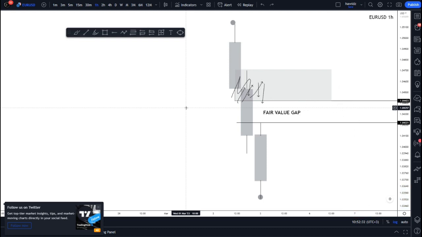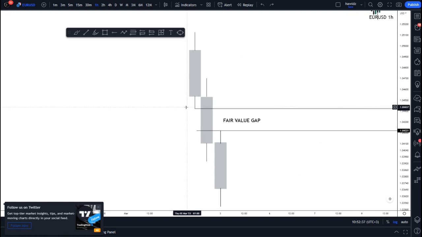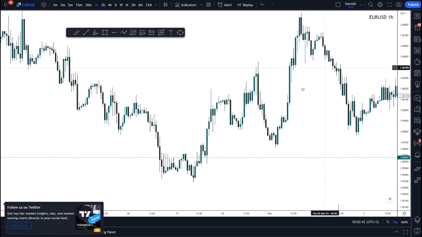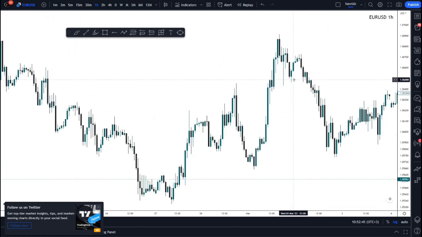So let me just remove these. Okay, so let's now go to the chart. So I'm on the Euro USD on the hourly chart, right? And mind you that these fair value gaps always exist in the market, regardless of what time frame you are on or what pair you are on. If it's a stock, if it's anything, fair value gaps always exist in price.